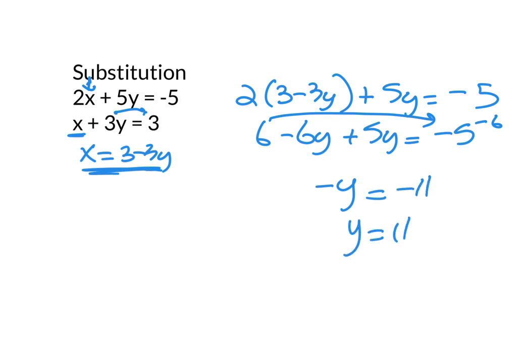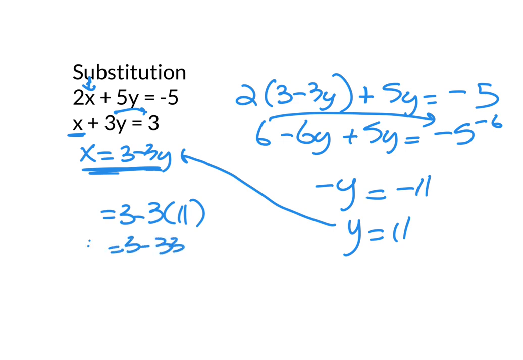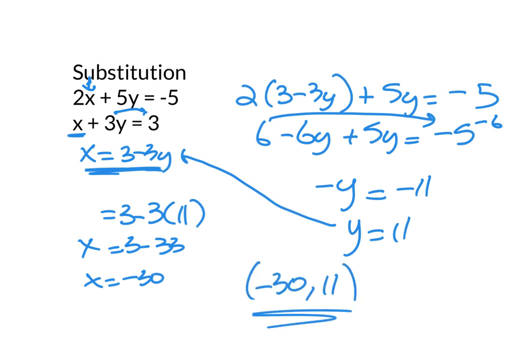So there's my y. And again, to get the x, I got to plug it in. But here's the good news with substitution. I'm going to plug it right there because it tells me what x equals. x is 3 minus 3y. Well, y is 11. So that gives me 3 minus 33 for my x, which means my x is negative 30. So my solution there is negative 30 and 11. I'm kind of plugging that back in my head. Yeah, it looks good.